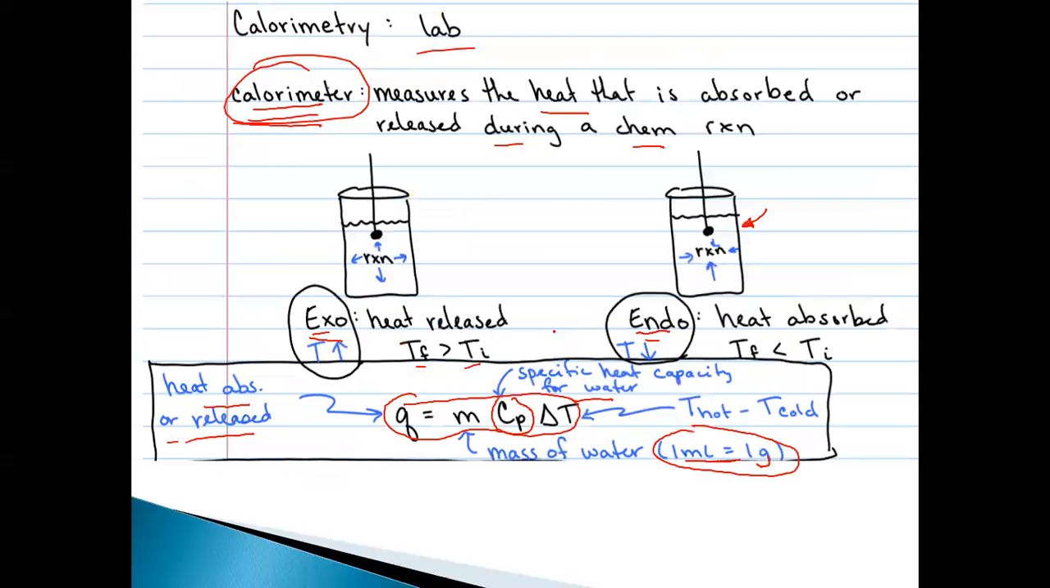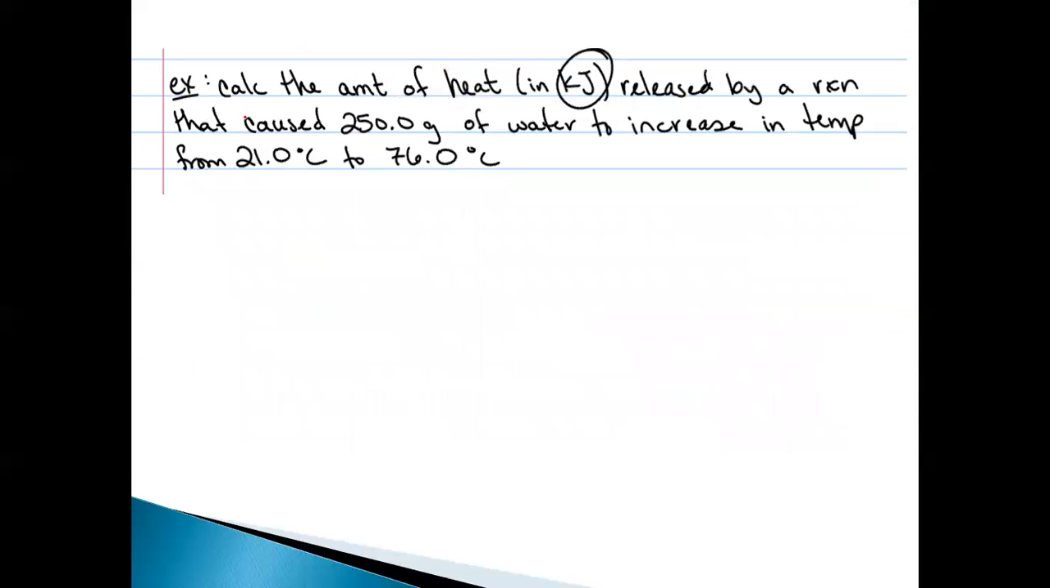So in terms of that, let's look through this practice problem first. I'll show you the simulation, and then we'll do one more simulation to kind of help drive this point home. This first one is going to be almost identical to the one in the other video notes. It says calculate the amount of heat in kilojoules released by a reaction that caused 250 grams of water to increase in temperature from 21 degrees to 76 degrees.